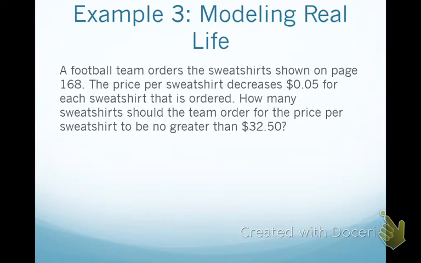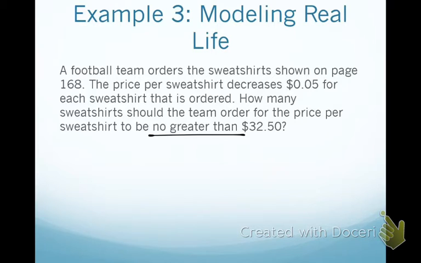Okay, a football team is ordering sweatshirts, and the price per sweatshirt decreases 5 cents for each sweatshirt that is ordered. How many sweatshirts should the team order for the price per sweatshirt to be no greater than $32.50? All right, we see a key word here, no greater than, and you will see those indicators in these types of problems.